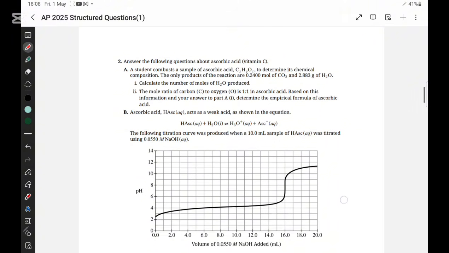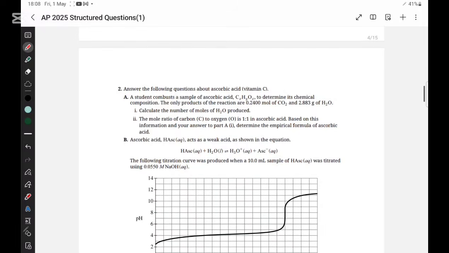So if we want to find out the moles of water, we have a formula: mass over molar mass. Mass is how much there? That is 2.883, and molar mass is going to be 18 there, and the answer that comes out to be is 0.16 mole of water.